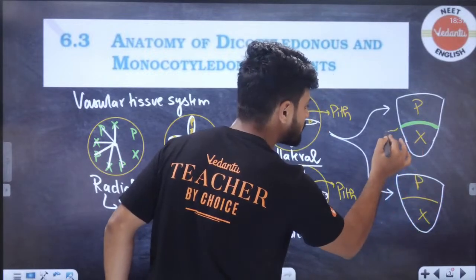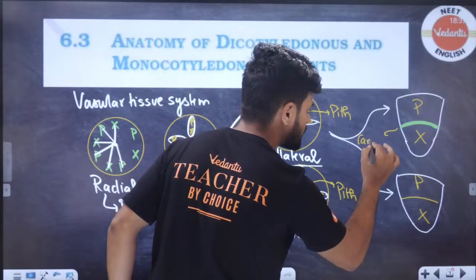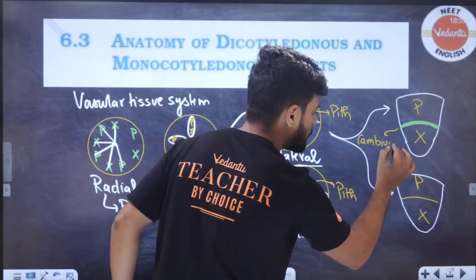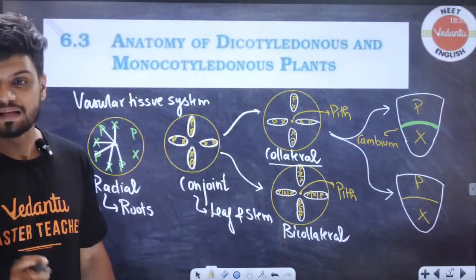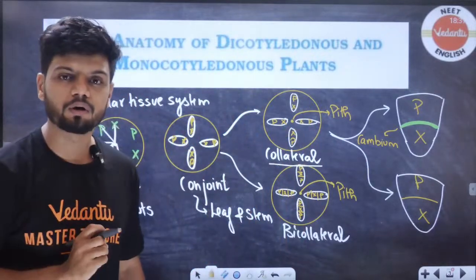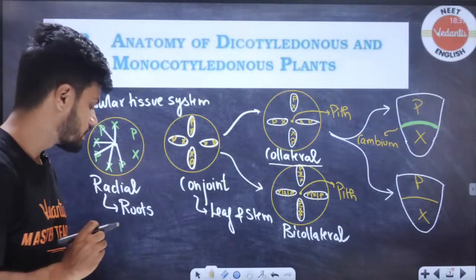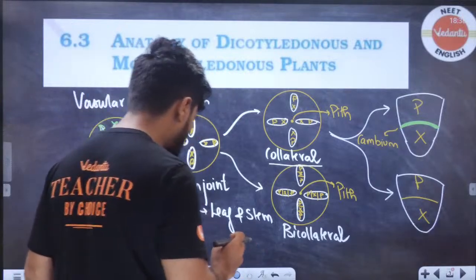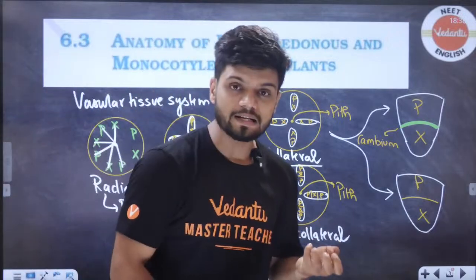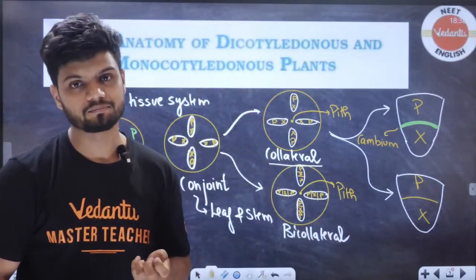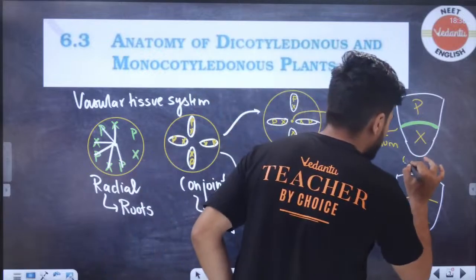Now if there is a cambium present between xylem and phloem, it is called as what? Tell me students, close or open? Who can tell me? If cambium is present, it is called as open. It is called as open arrangement.